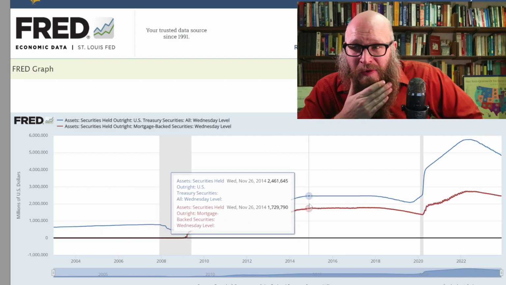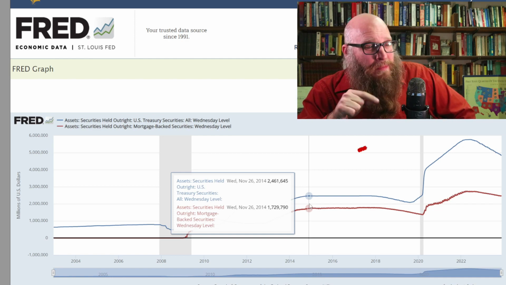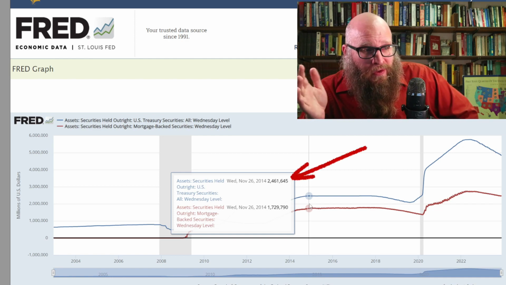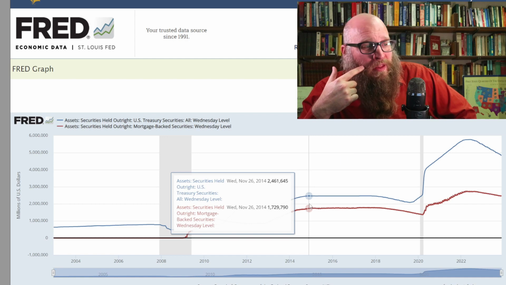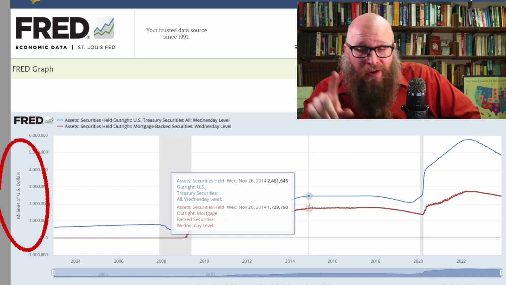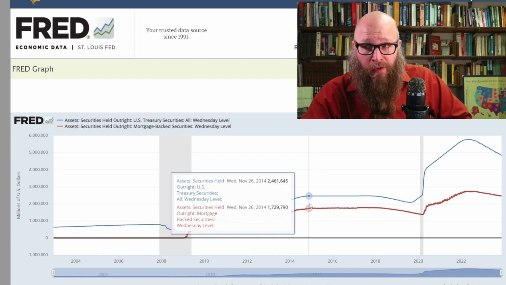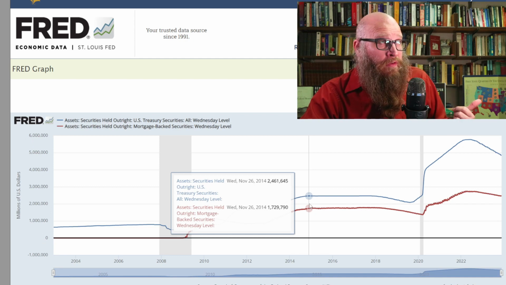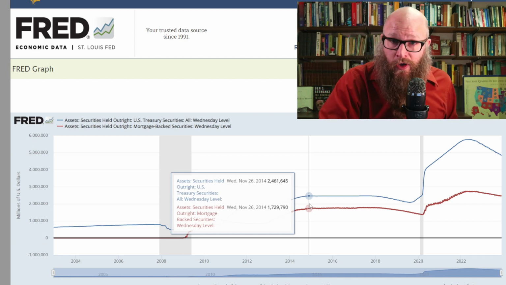What are the quantities that we're talking about? It says million, like it's 2.4 million treasury securities, right? But what are the units? Millions of US dollars. So what's a million of a million? I have to do the math in my head here. 1,000 millions of billions. This is trillions of dollars in assets.